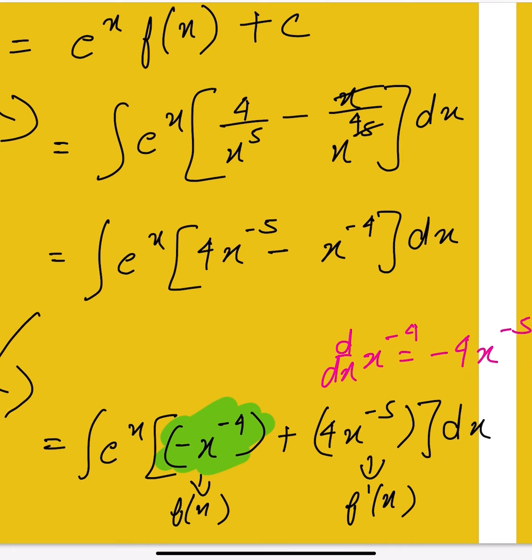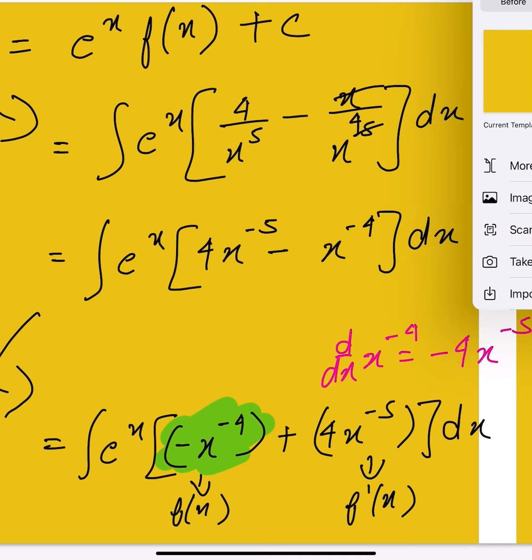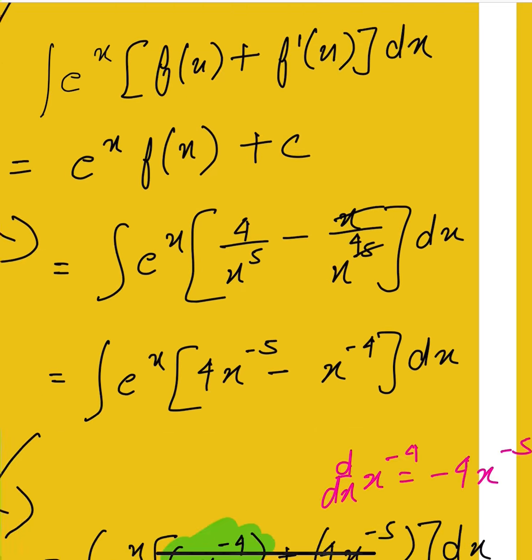So that's it. Once you do it, you can simply write the answer as, let me go to the next page. Your answer will become, hence the answer is e to the power x times minus x to the power minus 4 plus c, or minus e to the power x upon x to the power 4 plus c. That is our answer.